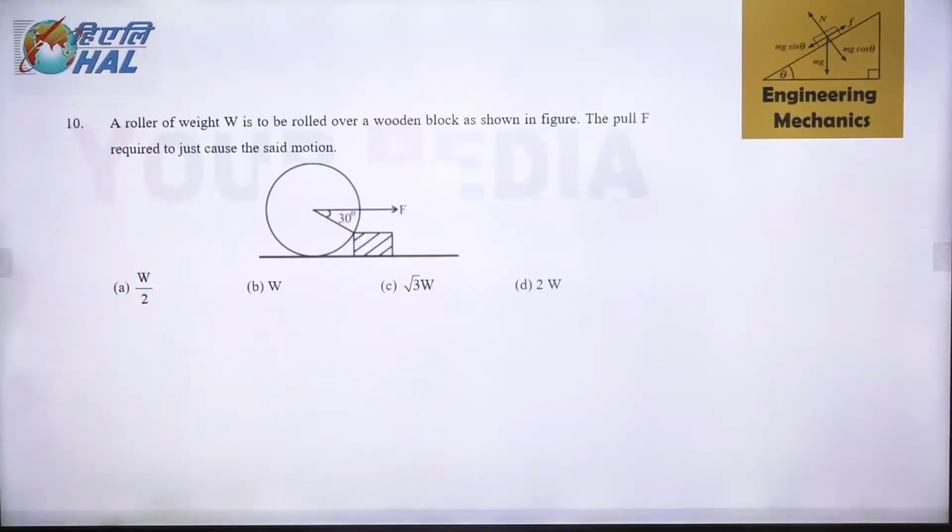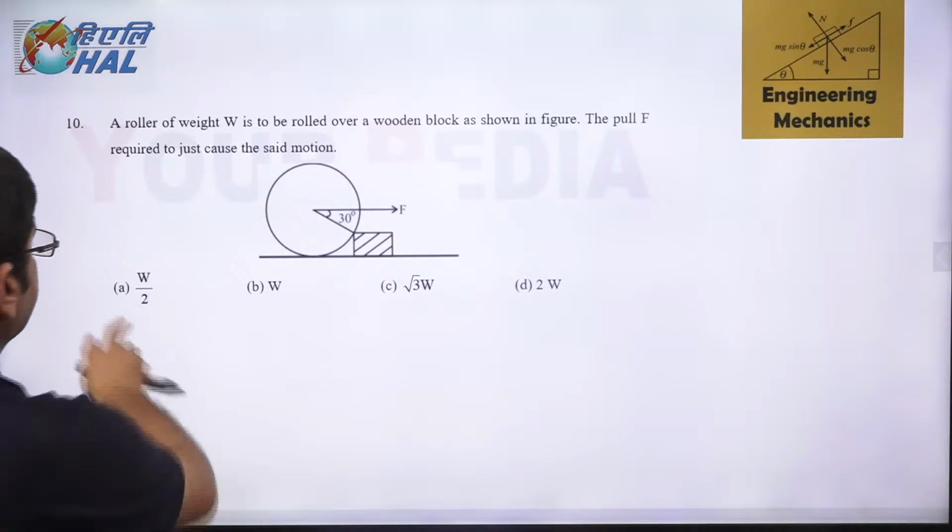Yeah, let's go for the next question now. A roller of weight W is to be rolled over a wooden block as shown in the diagram. The pull force F required to just cause the motion. So how much is the pull force you need to produce? So the pull force F required to just cause the said motion. Tell me how to find the solution to this question.